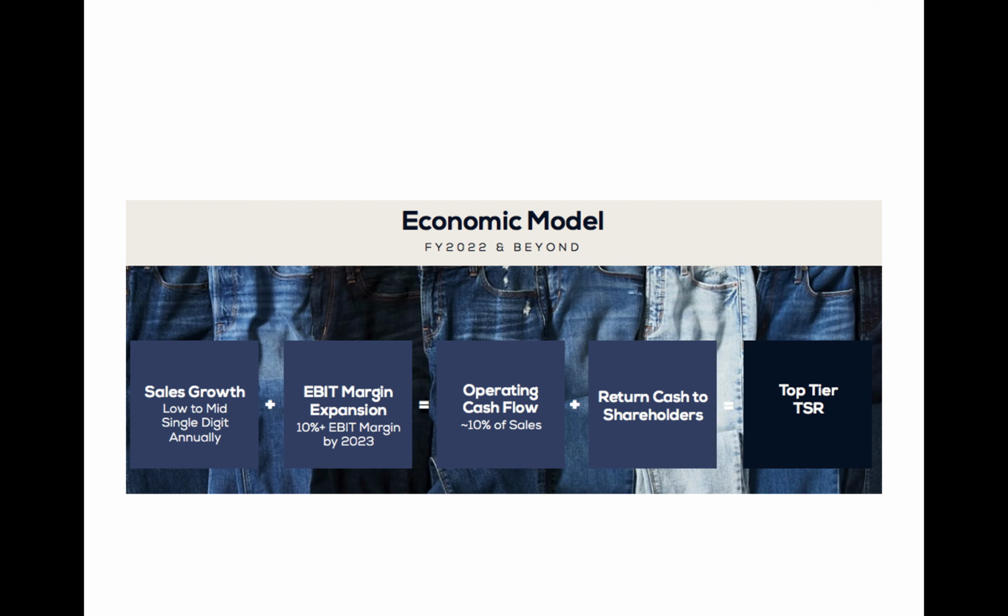Well, if you look at this formula, which I thought was interesting, they're trying to grow sales low to mid single digits annually, so slow growth in sales, not rapid. It's a fairly mature industry. And they're going to try to expand that earnings before interest and taxes margin number, in other words, that operating margin number, by 10% by 2023. What that's going to result in, there's that equal sign, operating cash flows around 10% of sales, and they're going to return more cash to shareholders. That's the goal.